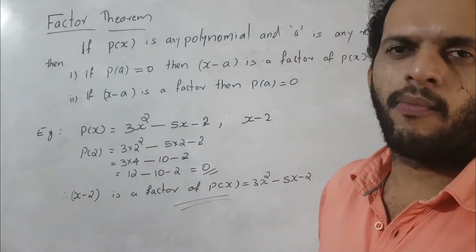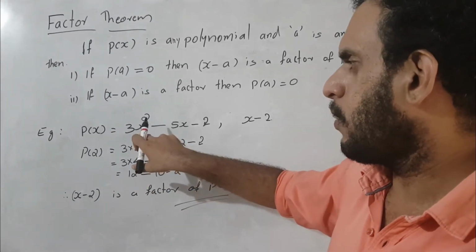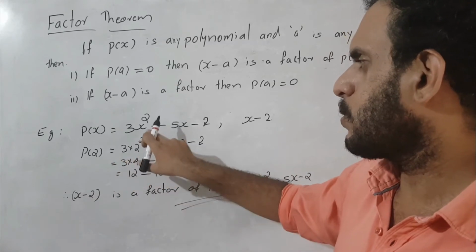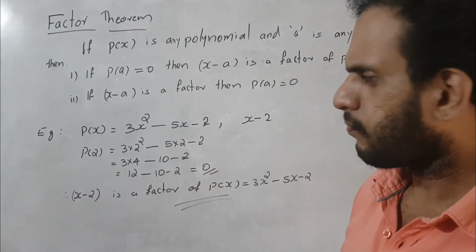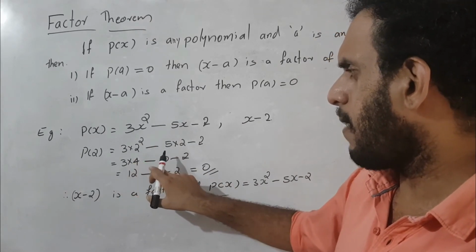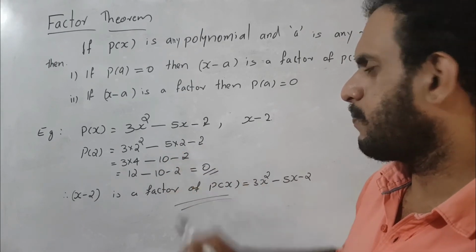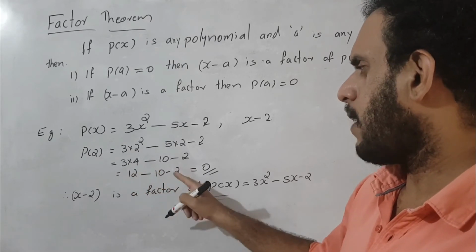അല്ലേ? p of 2, വാല്യൂ ഓഫ് ദി പോളിനോമിയൽ കണ്ടുപിടിക്കാൻ നമ്മൾ പഠിച്ചിട്ടുണ്ട്. അപ്പോൾ നമ്മൾ എന്താ ചെയ്യുക? ഈ വാരിയബിളിന് പകരം ഏത് കൊടുക്കും? 2 കൊടുക്കും. Then 3 into 2 square minus 5 into 2 minus 2. 3 into 2 square is 4. 3 into 4 minus 5 into 2, 10 minus 2. Then 3 into 4, 12. 12 minus 10 minus 2.